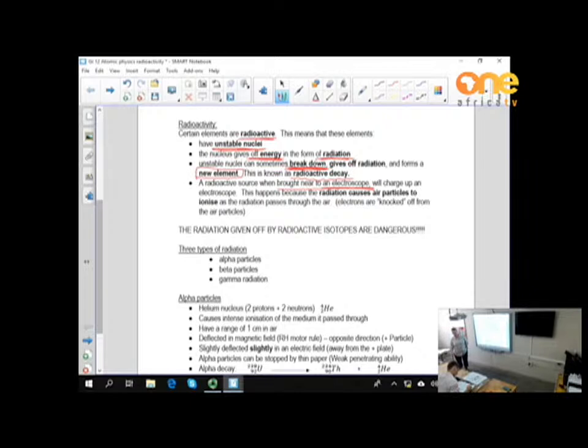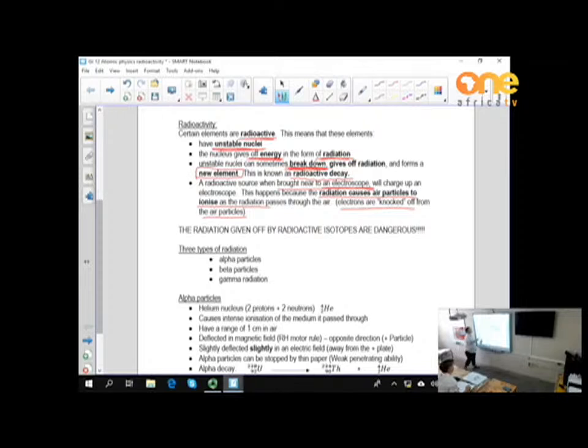The reason for this is when we have radiation and it travels through the air, it knocks off electrons from air particles and it causes the air to become charged. It ionizes the air. All right. So sometimes we refer to the radiation as ionizing radiation. Ionization implies electrons are knocked off the air particles. What are air particles? Oxygen, carbon dioxide, water vapor, nitrogen in the air.